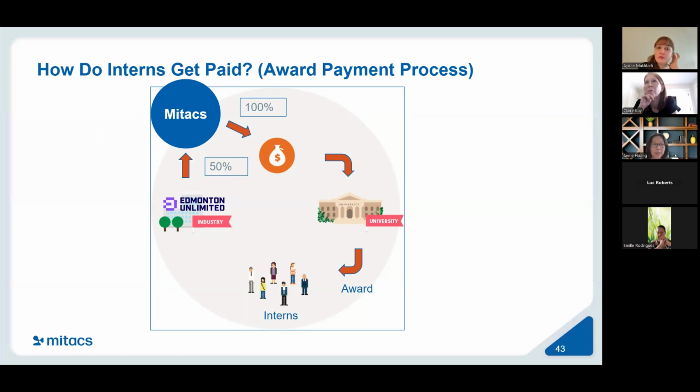So in this case, Edmonton Unlimited sends their half. Let's say it's $5,000 per student. They send it to MyTax. MyTax will put in the other $5,000. It turns into a $10,000 award. Then we send it to the university and they process it, open up accounts and set up payroll. They would then pay the intern as a stipend. And again, depending on your school, you may or may not be taxed on your stipend.